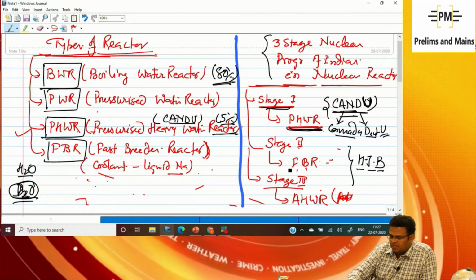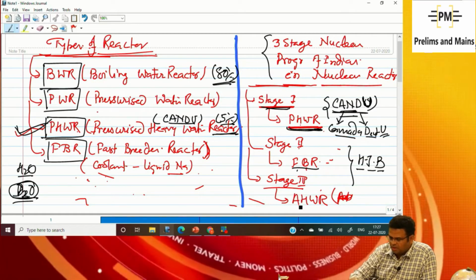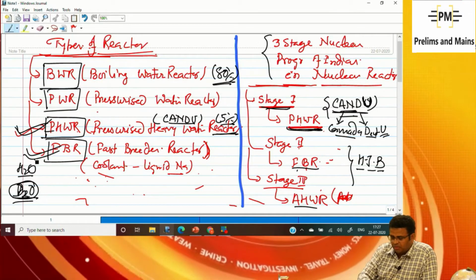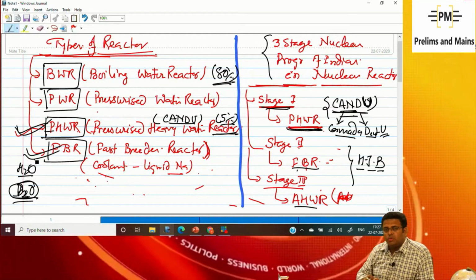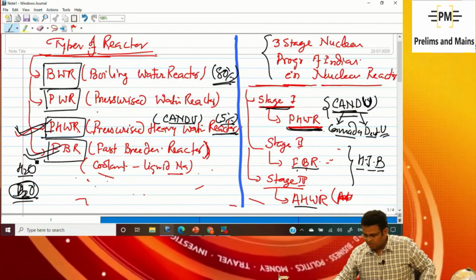And the second stage is the fast breeder reactor, and the third stage is advanced heavy water. So the pressurized heavy water reactor and fast breeder reactor that we will discuss here will also cover the three-stage program of India in nuclear reactors.